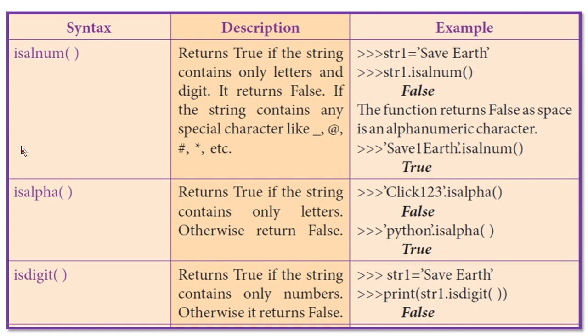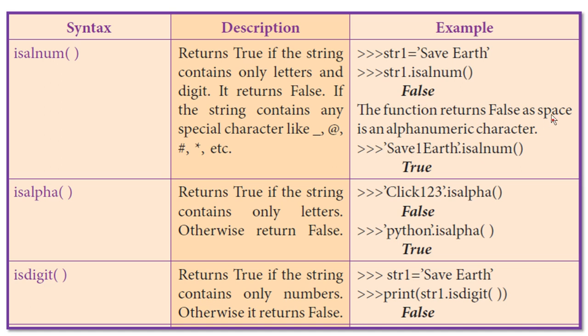Next is isalnum. It returns true if the string contains only letters and digits. It returns false if the string contains any special character like underscore, at, hash, asterisk, etc. Here see this example, str1 is "save earth". str1.isalnum, that means is "save earth" alphanumeric? It is false because it contains a blank space, that is a special character, so it returns the value false.